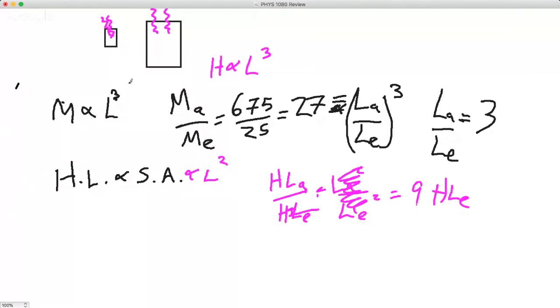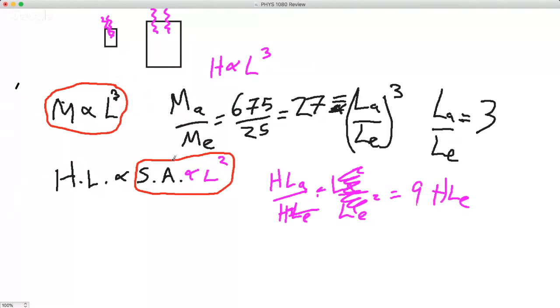We have the ratio of masses is proportional to L cubed. This is not on the formula sheet, but I'm hoping that everybody's comfortable with that. Mass goes by volume, so you're looking at L cubed. Surface area, another fundamental one, is proportional to L squared. We need to know that one.